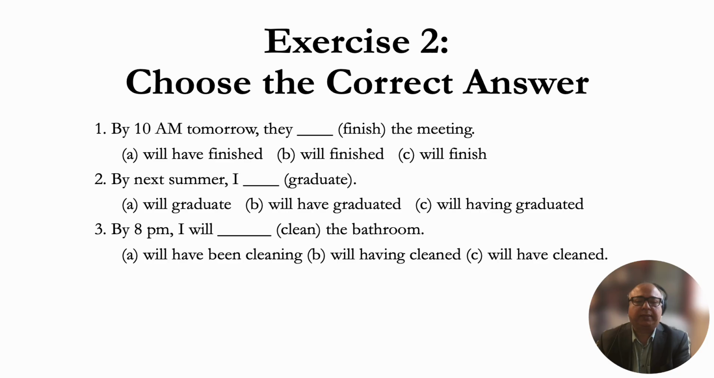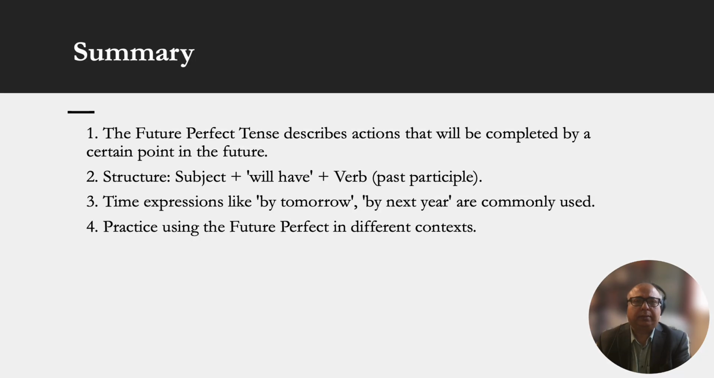Are you ready for the answers? Here they are. 1 is A. They will have finished the meeting. 2 is B. I will have graduated. And 3 is C. I will have cleaned the bathroom. By what time? By 8 p.m. All right? Very good. So we're almost done. Let's just wrap up and learn some of the key takeaways.